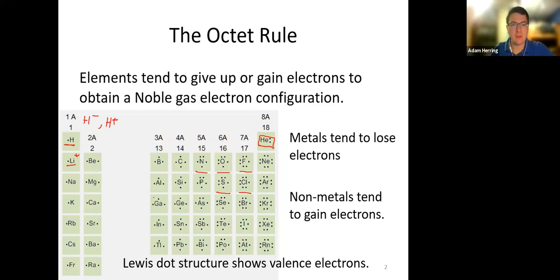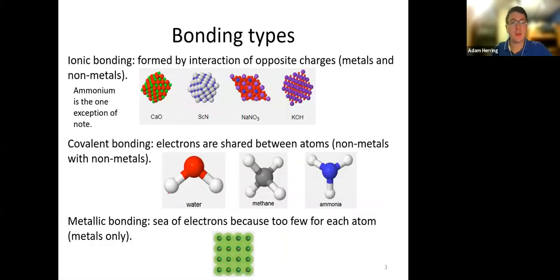And these structures here are what we refer to as Lewis dot structures. They show the number of valence electrons that an element has. We've talked already about bonding types and how we can have ionic and covalent bonding. A third type of bonding is known as metallic bonding. And so I want to review these different types of bonding with you.